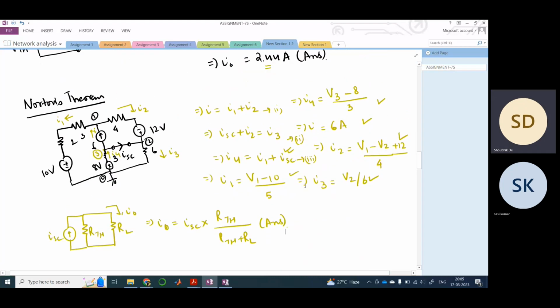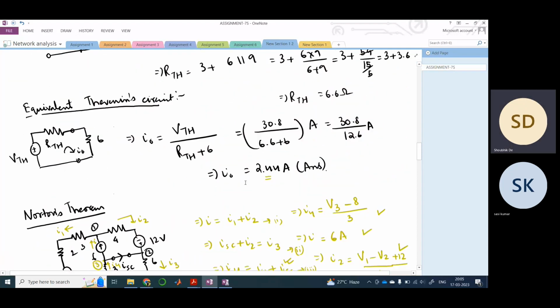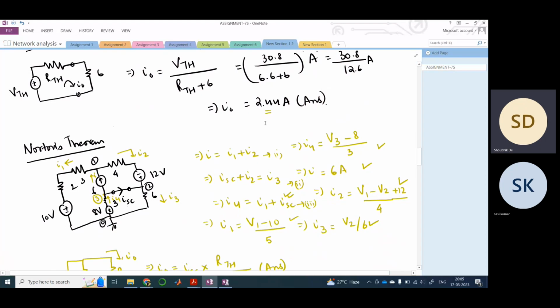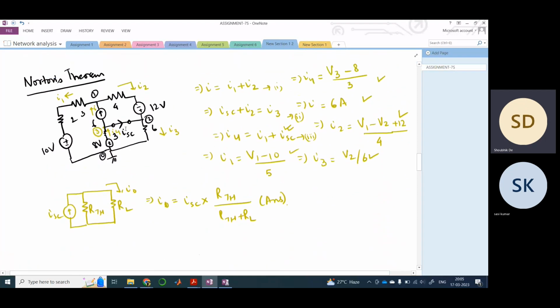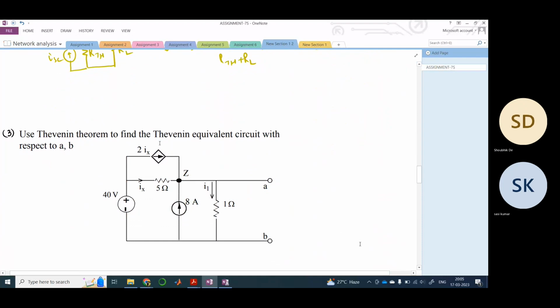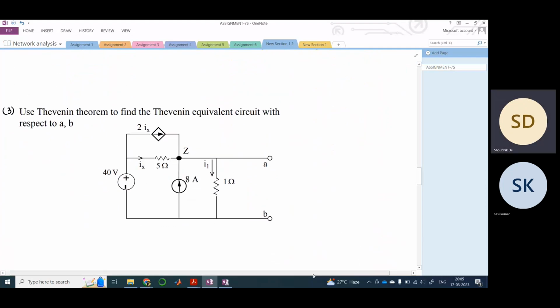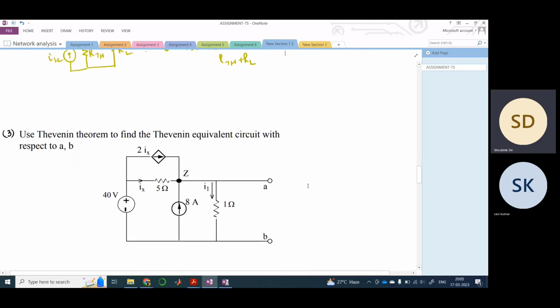I have given all the steps here. You just need to calculate and verify whether you are getting 2.44 or not, because this is the correct answer. If you get it, you will understand that yes, your approach is correct. And if you are able to solve this problem, you will understand Norton's problem as well as Thevenin's problem correctly. I hope this is clear. Please try to solve it on your own, and the more you practice such problems, the more comfortable you become, right?